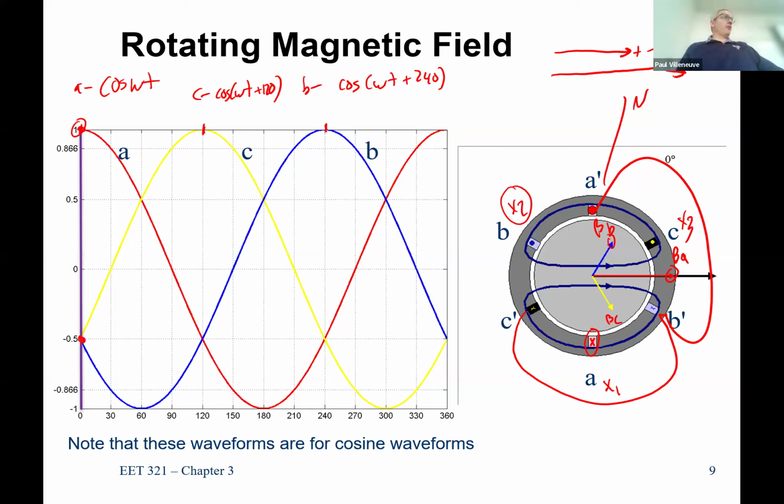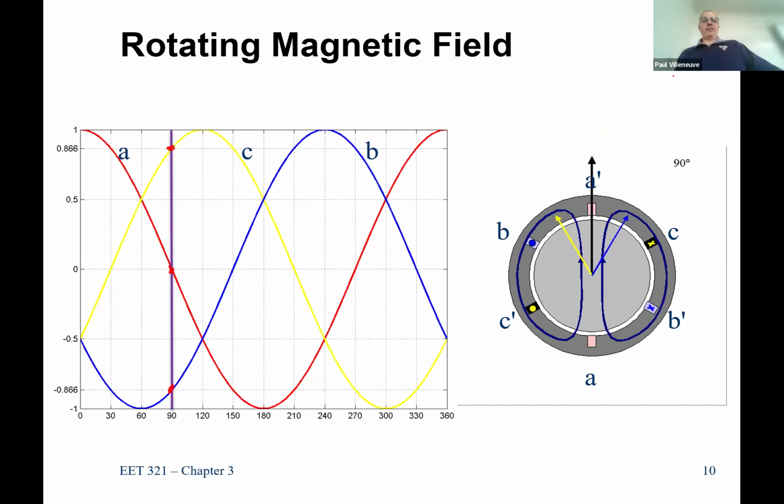All right, we see that for 0 degrees. Let's look at 90 degrees. So at 90 degrees, my current through phase A is 0. Take a look in my A winding. Is there any dot or X shown in there? There isn't, so there's no current going through there.